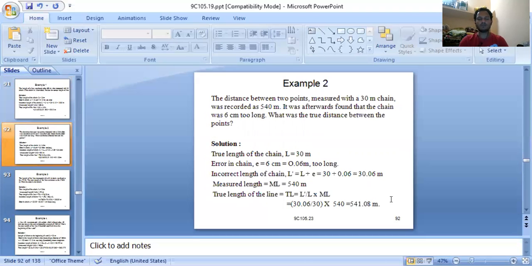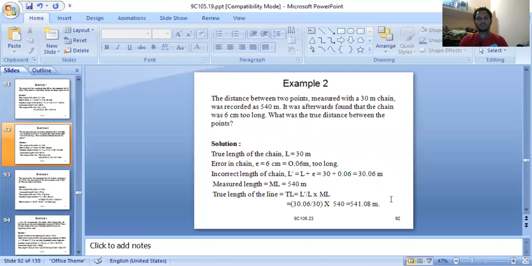We'll solve another model. The distance between 2 points measured with a 30-meter chain was recorded as 540 meters. It was afterwards found that the chain was 6 centimeters too long. What was the true distance between the points?